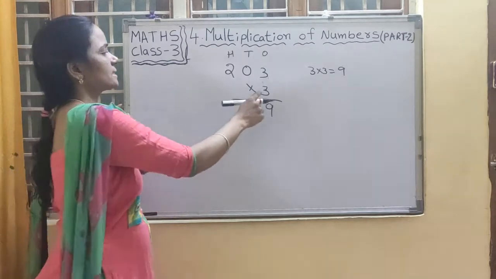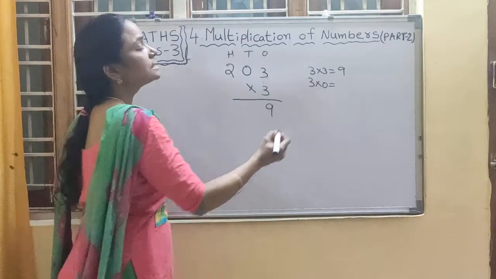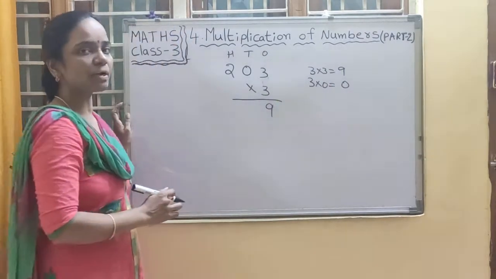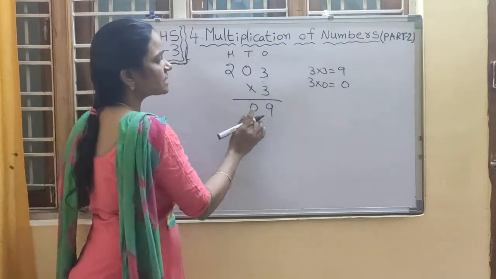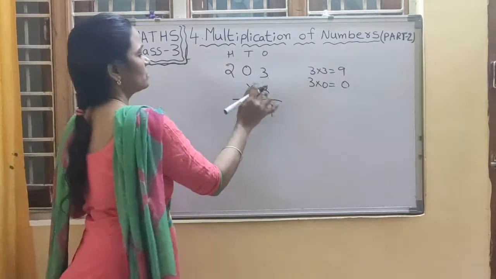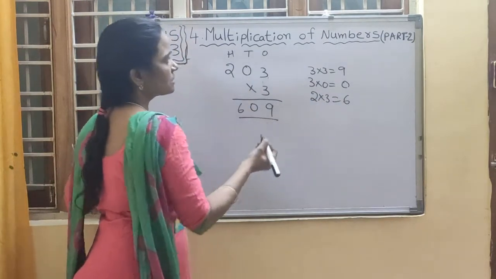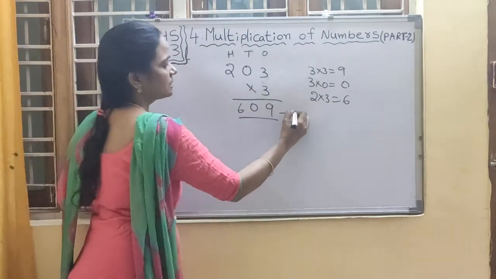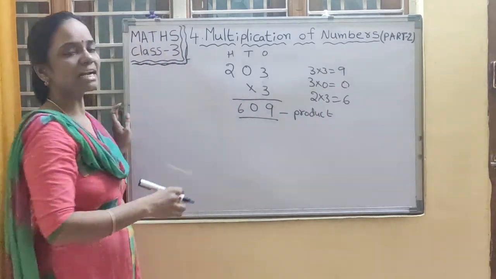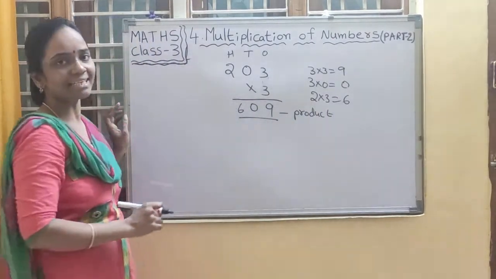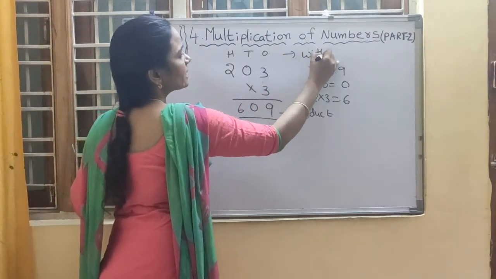Understood? Yes, next 3 into 0. 3 zeros are 0 only. If 0 is multiplied by any number, the answer is 0. So at the tens place write down 0. Next 2 into 3. 2 threes are 6. So what is the answer? 609. The product is 609. The answer in multiplication is called the product. So this is multiplication without regrouping.